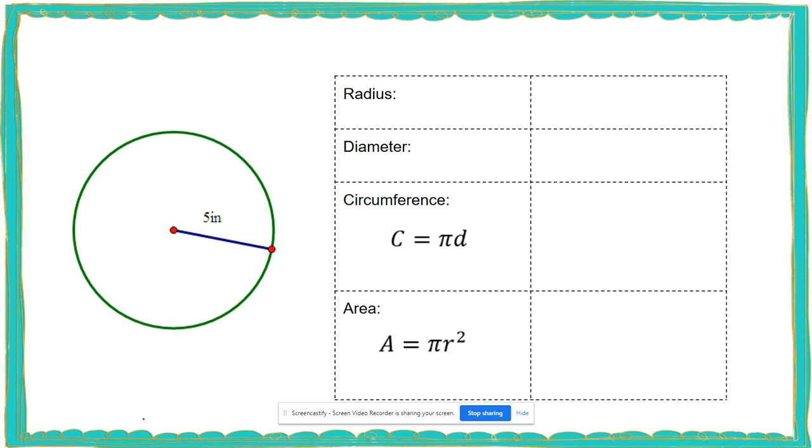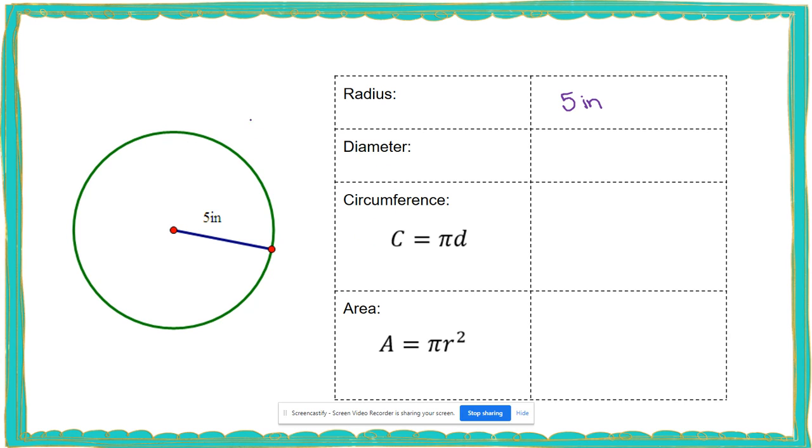All right, so the first thing we covered during digital learning was circles, and we talked about area and circumference of circles. If you look at the circle on your screen, you notice that there is a measurement of 5 inches. Well, this length goes from the middle of the circle to one edge. That means that this is the radius of the circle. So the radius of this circle is 5 inches.